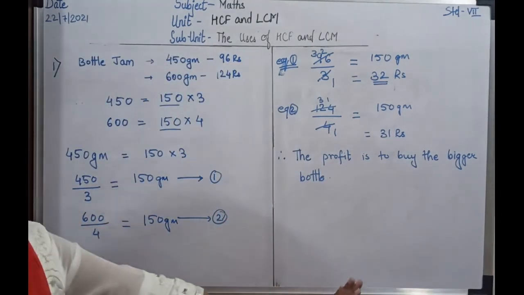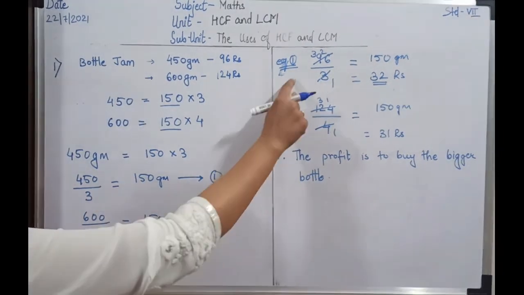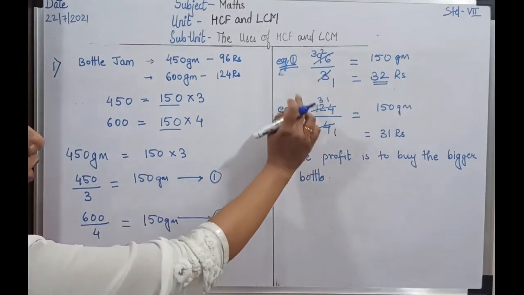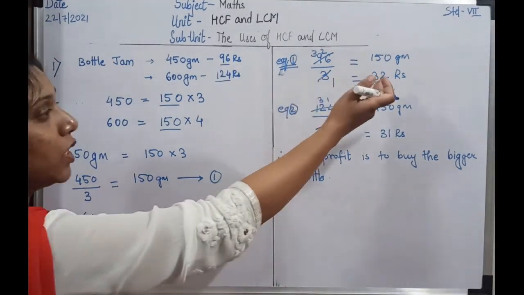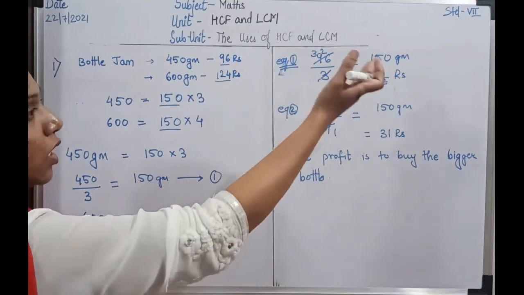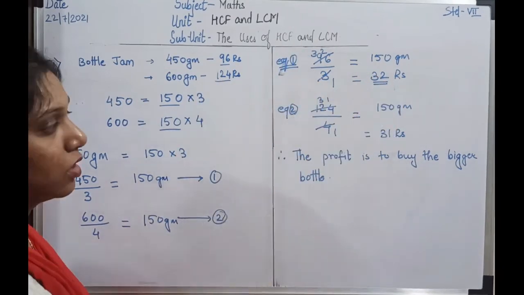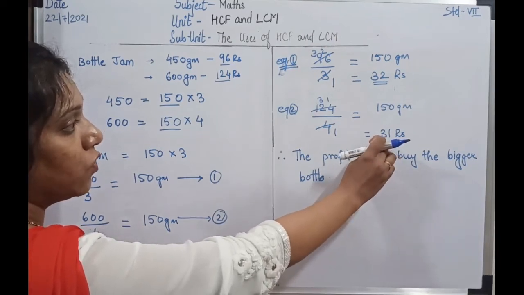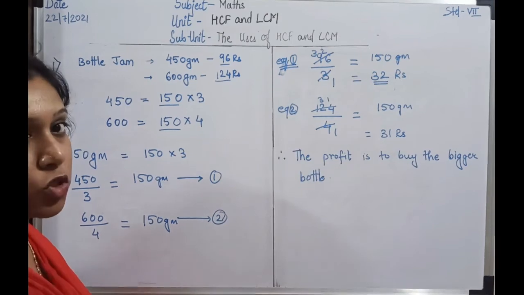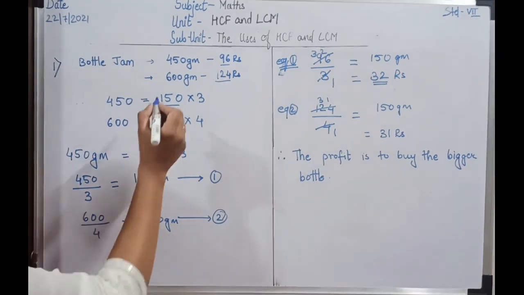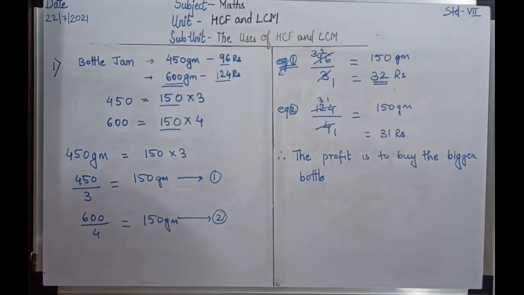I hope you understood this equation. We have just put the equation 1 and added the amount. We wanted to know how much 150 gram of bottle in a smaller bottle costs, and in the larger bottle how much 150 gram costs. So that is very true. 31 rupees is much less and it is profitable for us to buy. So we will always go for the 600 gram jam bottle.